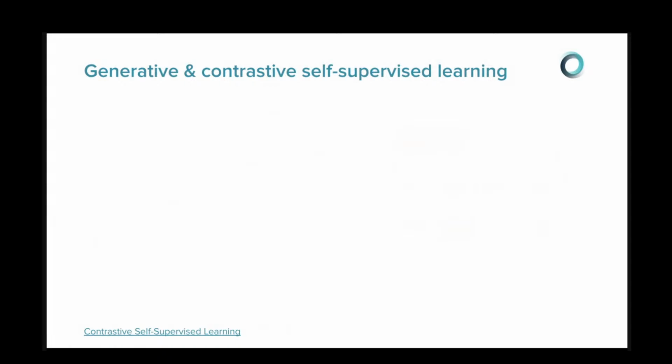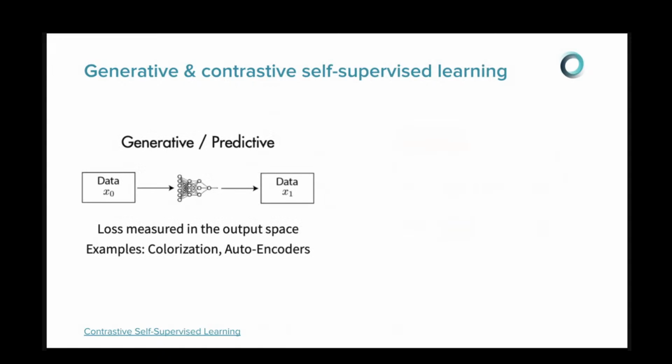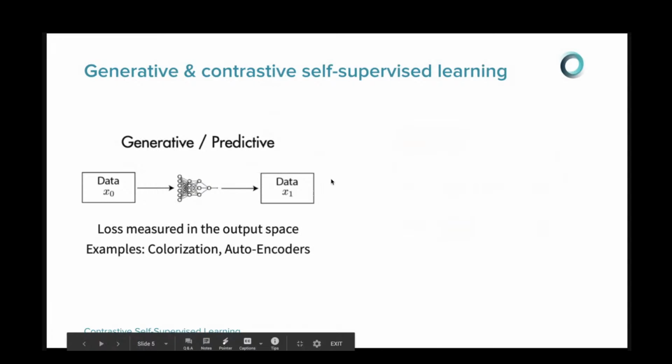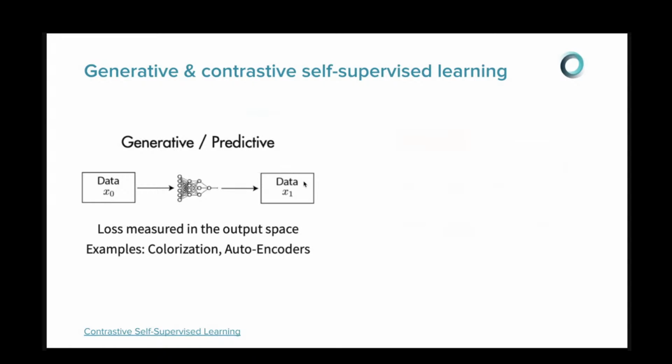Then, of course, the question arises: what is contrastive, and what's the opposite, if there's a real opposite? Usually there are two big groups for self-supervised learning. One is called the generative or predictive setup. A very famous example would be the traditional autoencoder, where the data you feed in is also the data you predict. Or you feed in a grayscale image and want to predict the colors. The important part is that we measure the loss in the output space. So the loss is measured between the predicted pixels and the pixels of our ground truth.